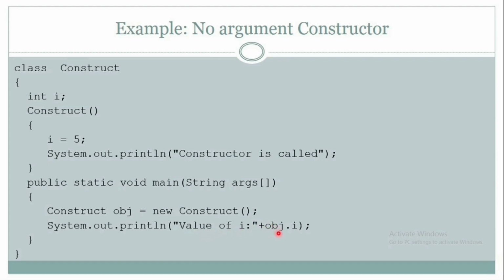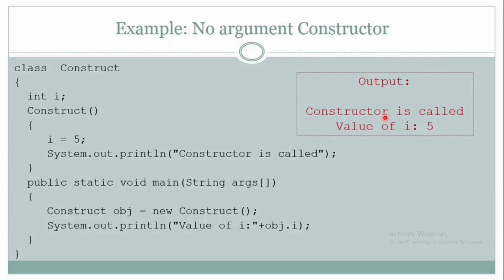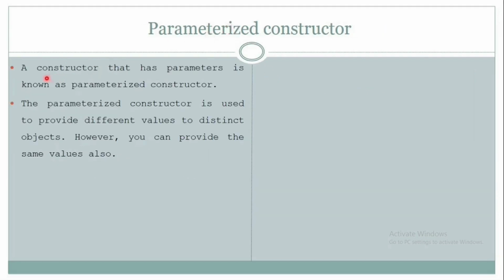So the value of i is 5. Yes, the output is: constructor is called and value of i is equal to 5. Next we'll learn about parameterized constructor. A constructor that has parameters is known as a parameterized constructor. The parameterized constructor is used to provide different values to different objects.